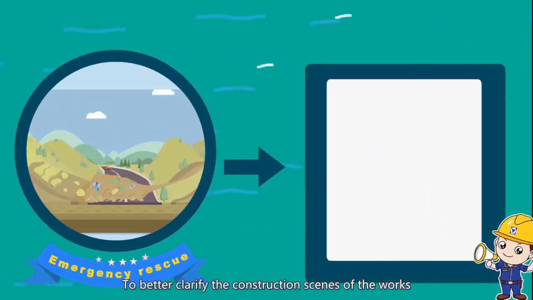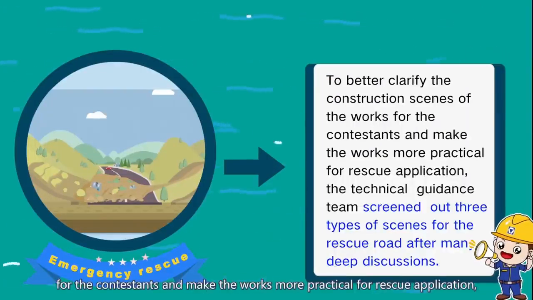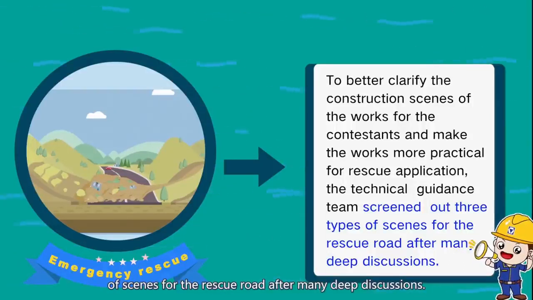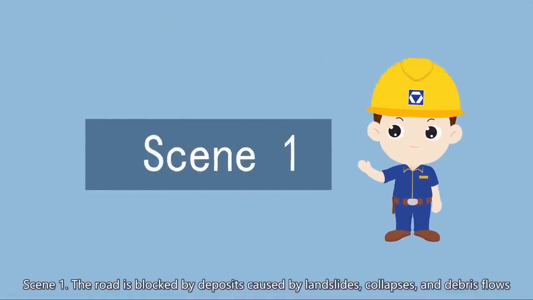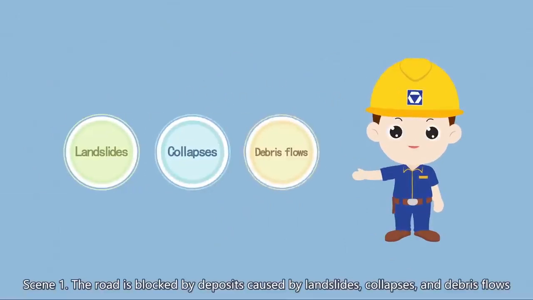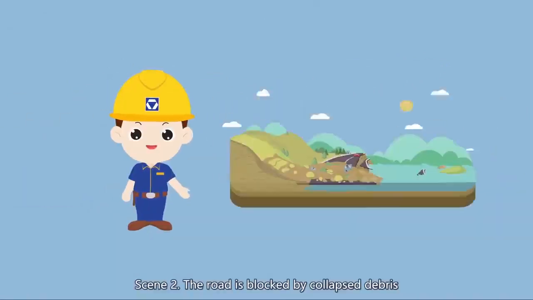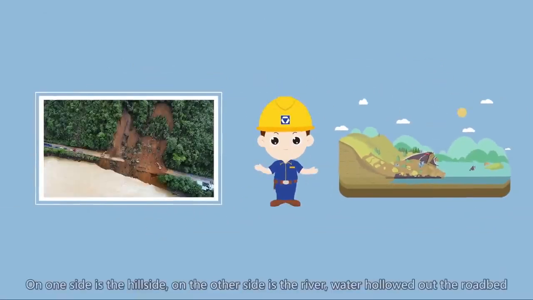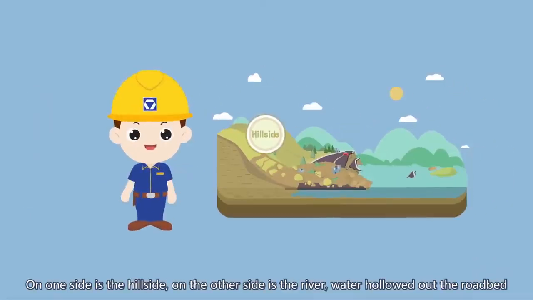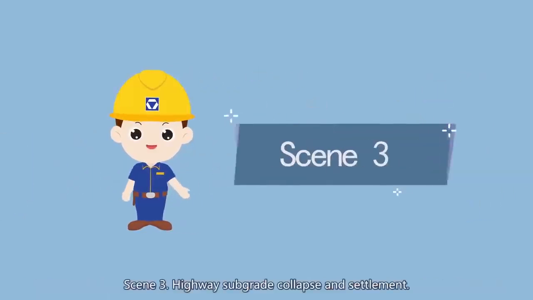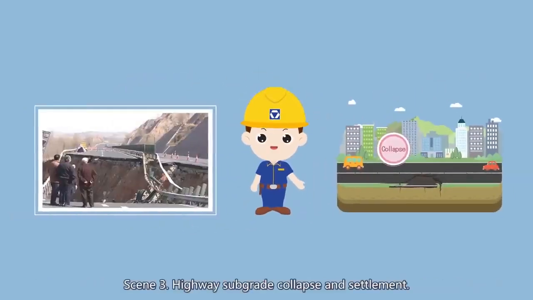To better clarify the construction scenes of the works for the contestants and make the works more practical for rescue application, the technical guidance team screened out 3 types of scenes for the rescue road after many deep discussions. Scene 1. The road is blocked by deposits caused by landslides, collapses, and debris flows. Scene 2. The road is blocked by collapsed debris. On one side of the hillside, on the other side is the river. Water hollowed out the roadbed. Scene 3. Highway subgrade, collapse and settlement.